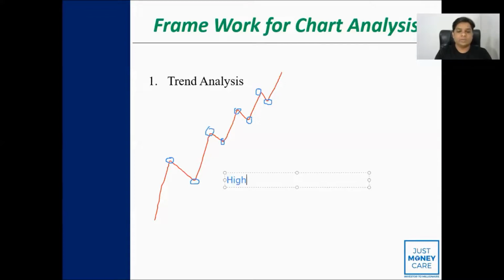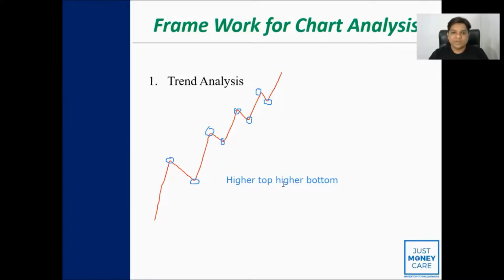So it is a higher top, higher bottom formation. This is your definition of uptrend. You need to understand whether the stock is making a higher top, higher bottom formation; then it's your uptrend. What to do about it, we'll be discussing in a while.